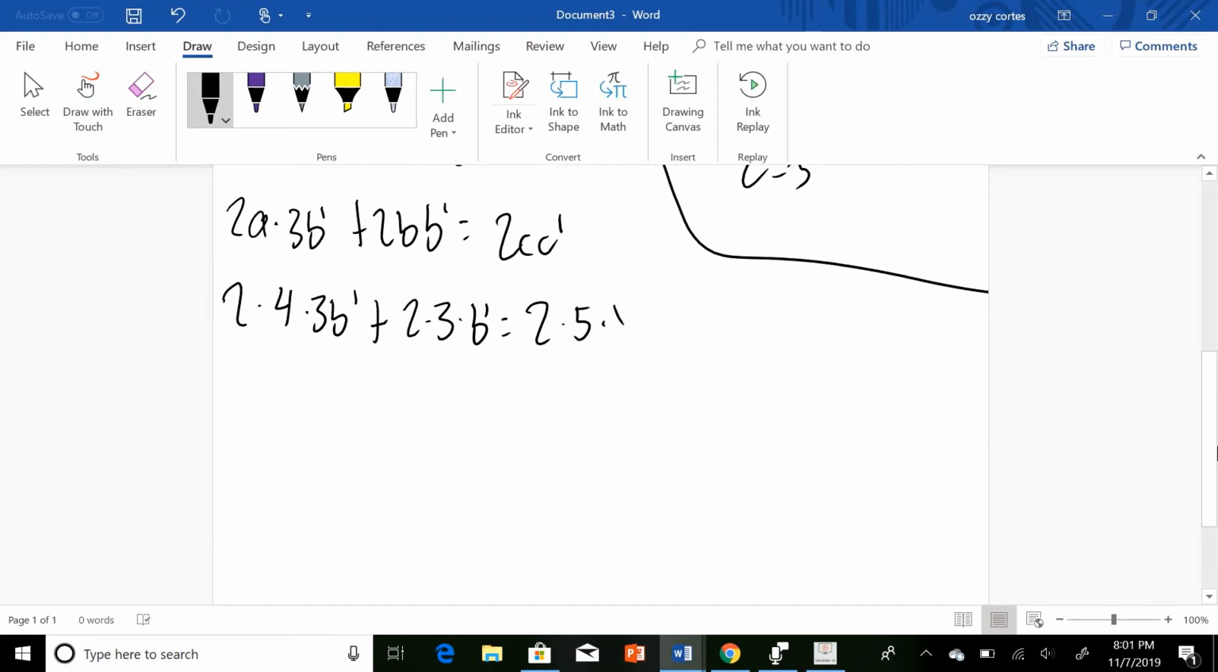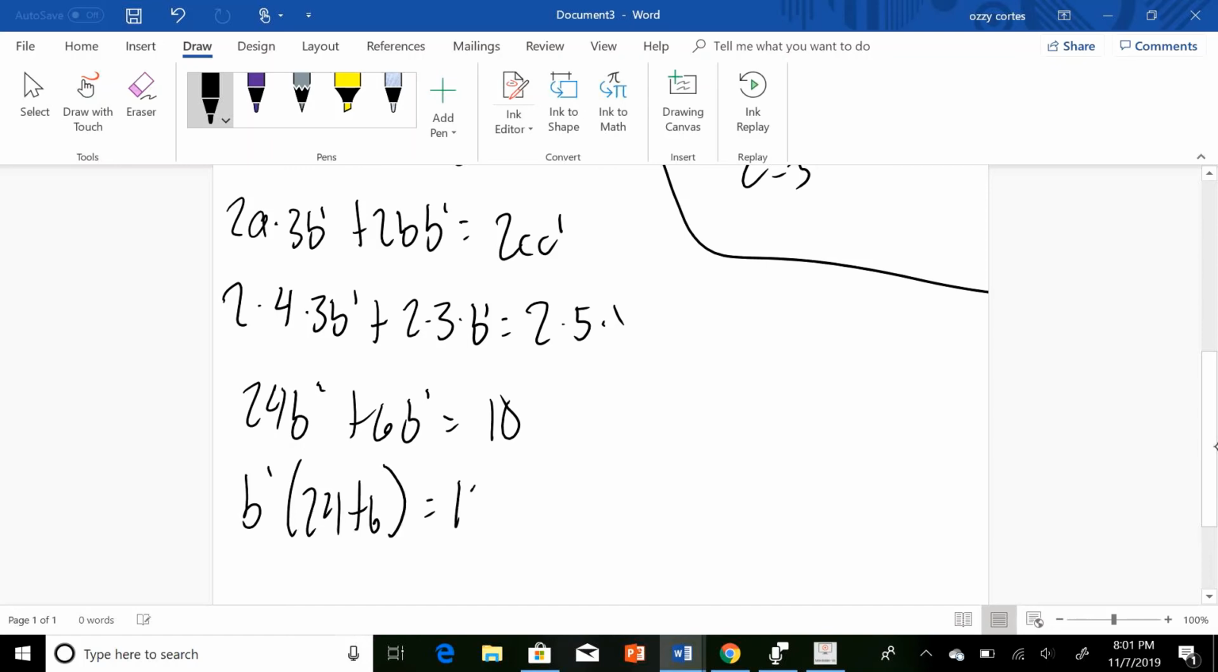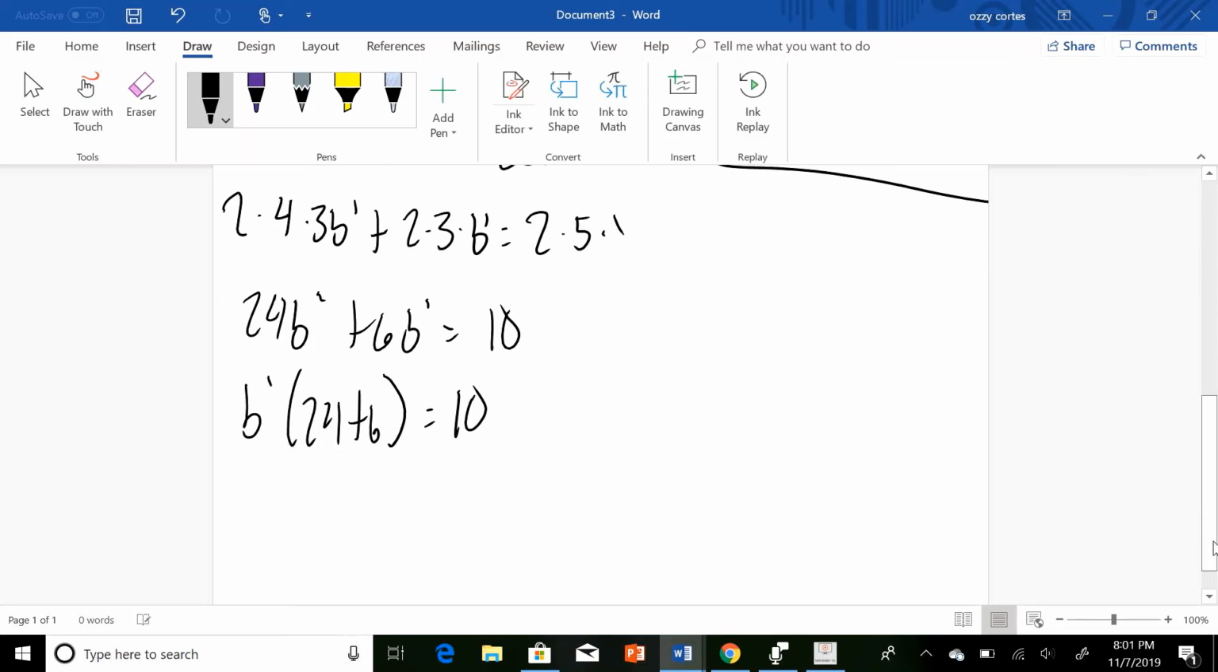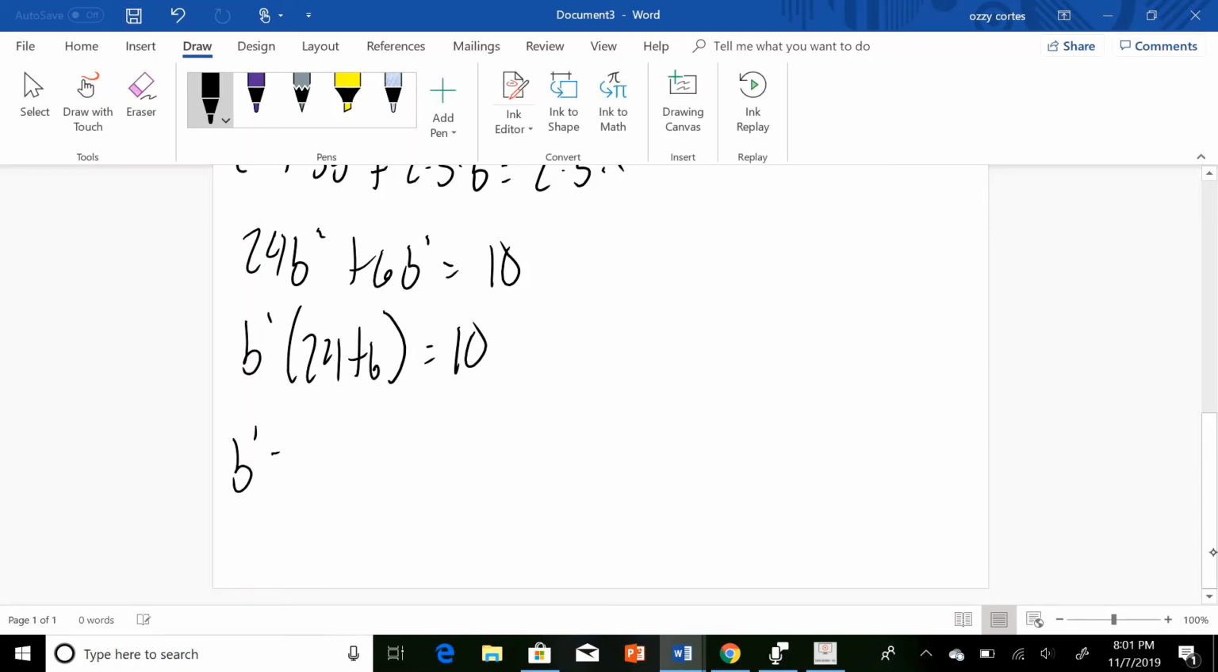So when we get this, we get 24b prime plus 6b prime equals 10. So we can factor out the b prime and we get 24 plus 6 times b prime equals 10. So our b prime is going to be 10 divided by 24 plus 6, which is 10 over 30. So b prime is actually going to be equal to 1 over 3.